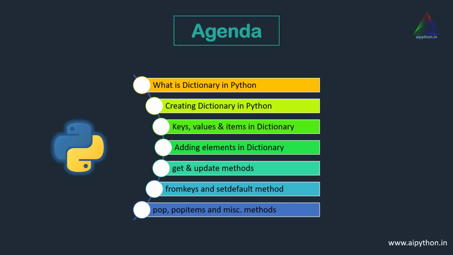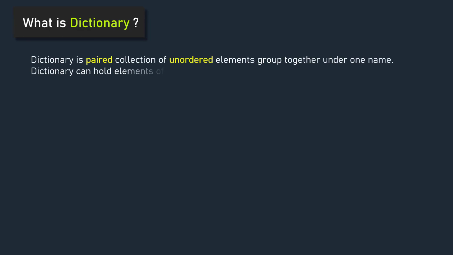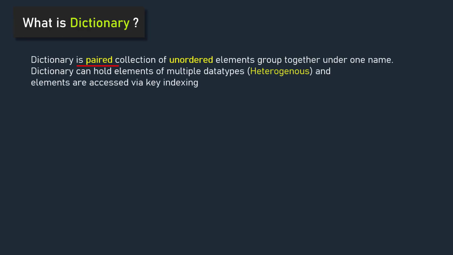So we'll start with the dictionary. So what is a dictionary actually? A dictionary is a paired collection of unordered elements. So here you have to understand, a dictionary is a paired collection. So there is a term called key and value. We'll see it in the later part of this video. The key and value pair together are a part of the dictionary and it is unordered.